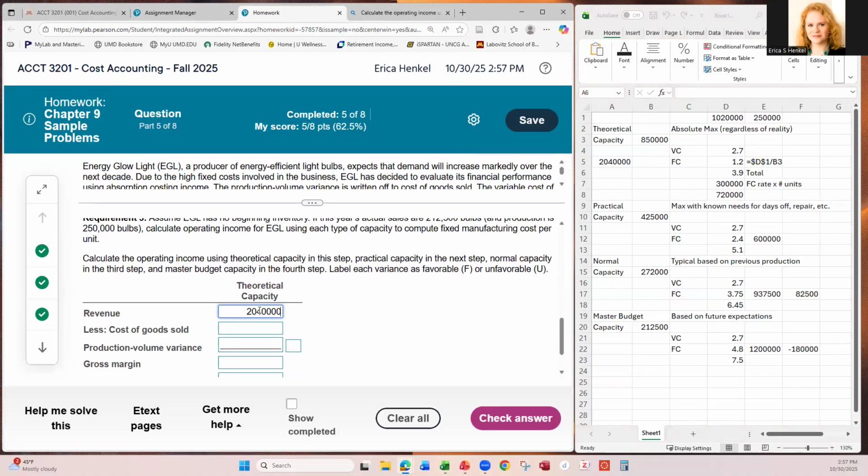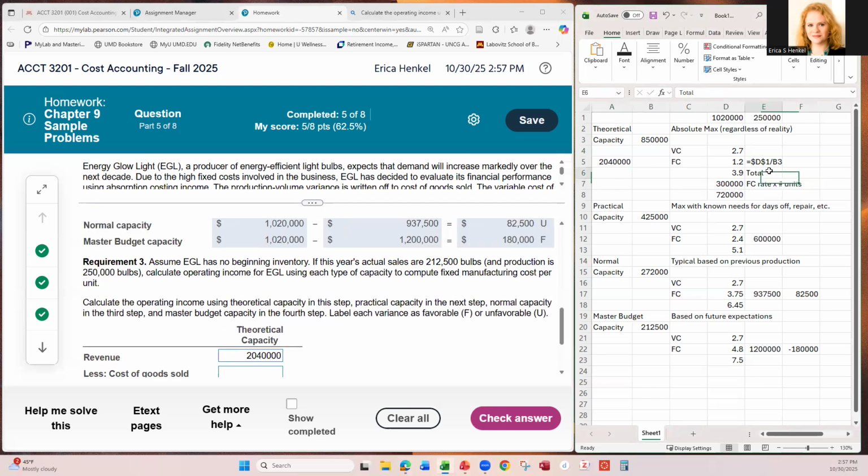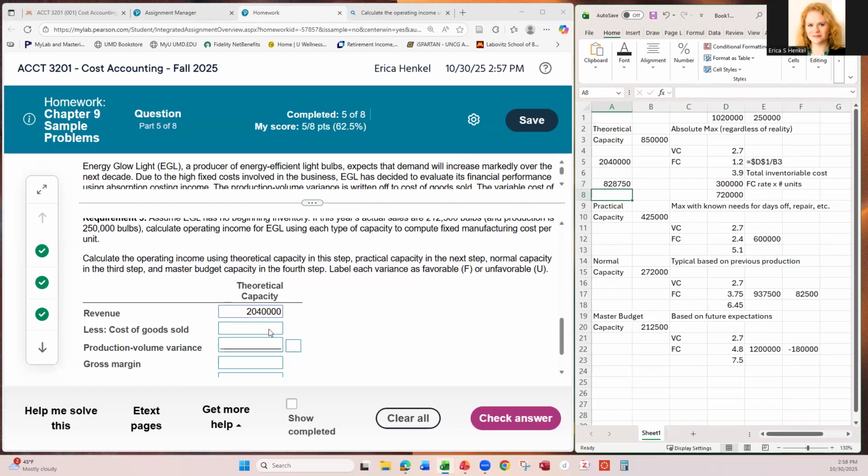So now though, we need to take the inventoriable cost times the number of units that are sold here to get our cost of goods sold. So we got to go back up. So we had an inventoriable, our totals that we calculated were the total inventoriable cost. So we're going to take that times the 212,500. And that's going to get us 828,750.